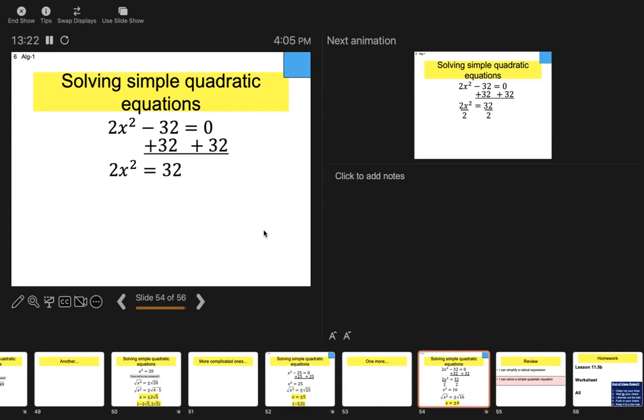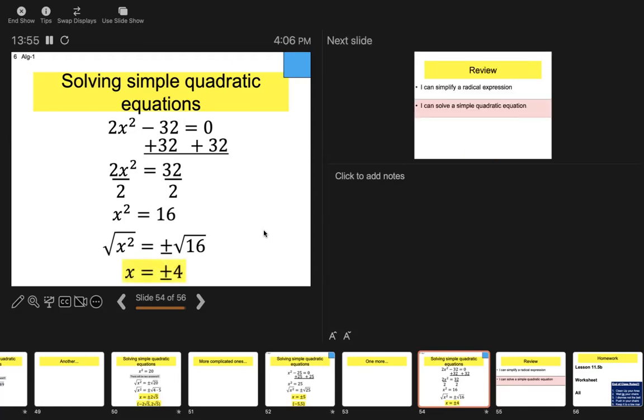Now, I would not take the square root of both sides, although you could right now. I would get rid of that first 2. That first 2 is being multiplied by x squared, and we get rid of multiplication by division. So I would divide both sides by 2 first. The 2's would cancel on the left, and 32 divided by 2 is 16. Now, to get rid of that last 2, we'll take the square root of both sides, but you're taking the square root of a variable. That means there's 2 answers. That means plus or minus the square root of 16. Square root of x squared is x, and the square root of 16 is 4, so we get plus or minus 4, and that's the last one.